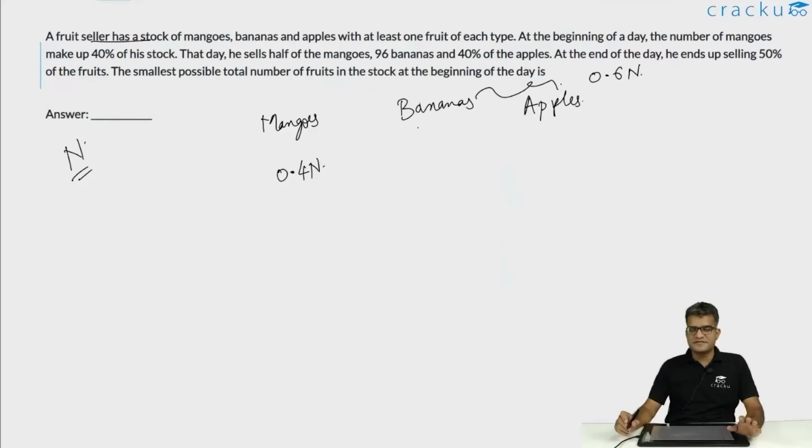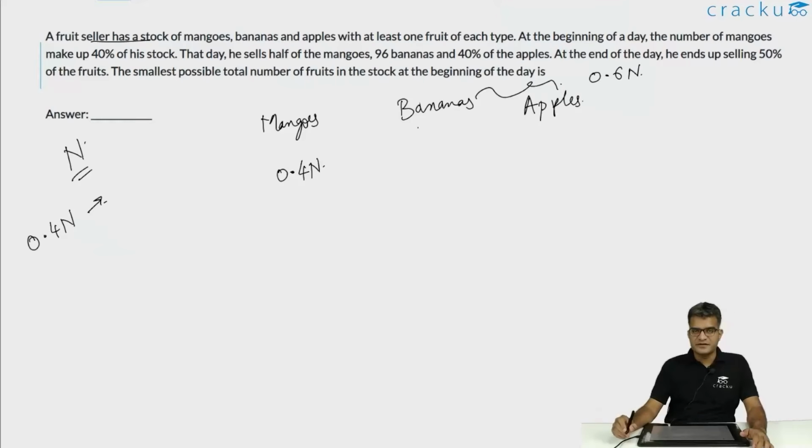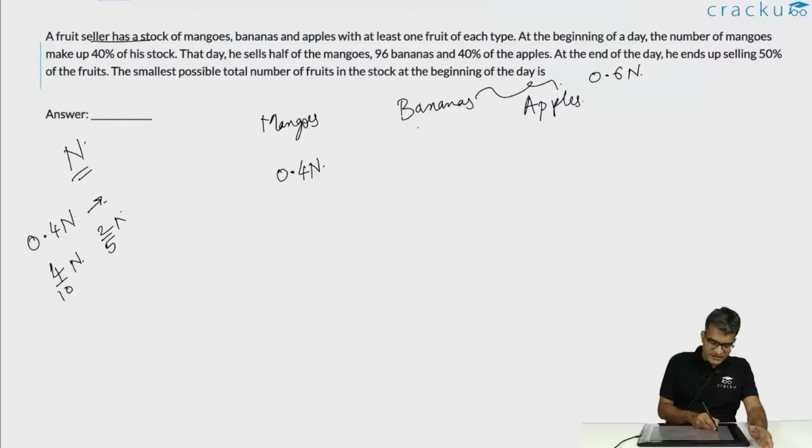With just this information, what can we say about n? We want 0.4n to be a natural number. It cannot be a fraction. He cannot have 2.5 mangoes. 0.4 is 4 by 10. So 4 by 10 of n, or 2 by 5 into n, has to be a natural number. This would imply that n has to be a multiple of 5.